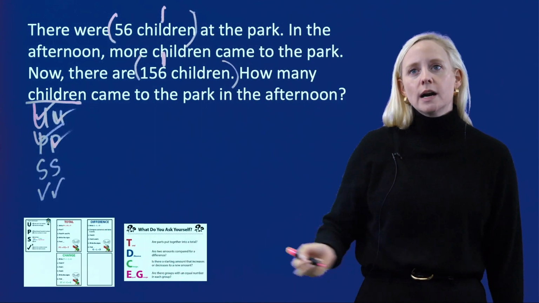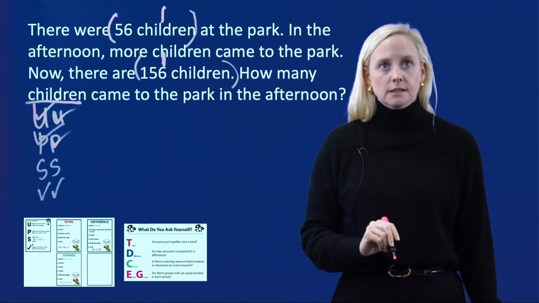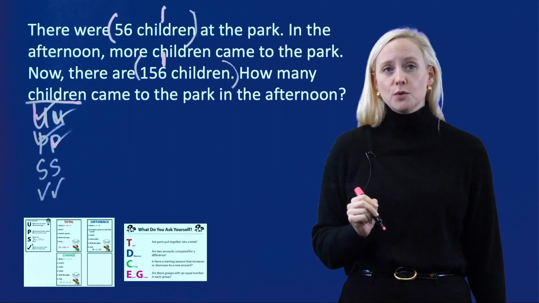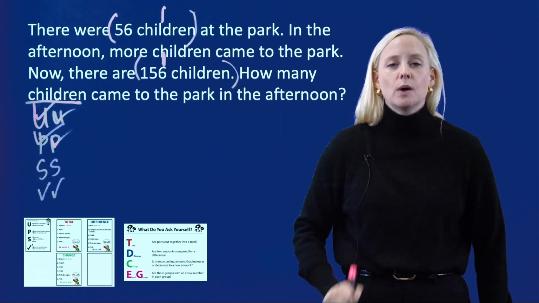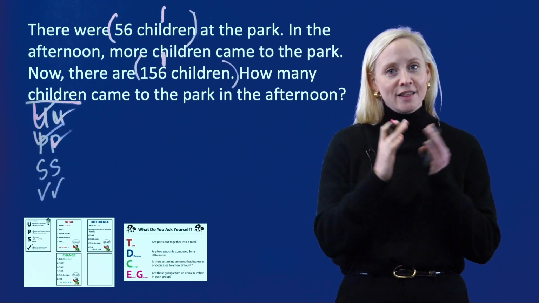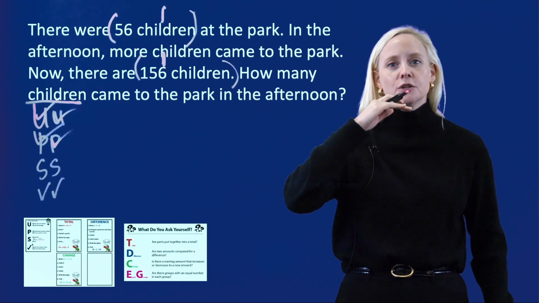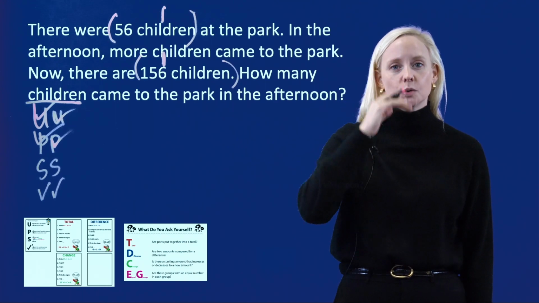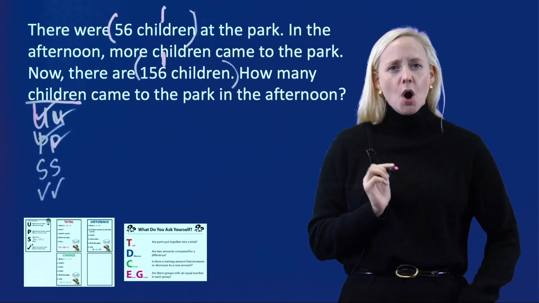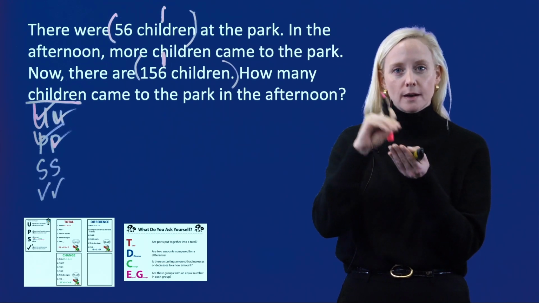And now we can move to our S, which stands for schemas. So here I'm going to go to my What Do You Ask Yourself poster and ask these questions. Are parts put together for a total? Are 2 amounts compared for a difference? Do we have a starting amount that increases or decreases to a new amount? Or do we have groups with an equal number in each group?